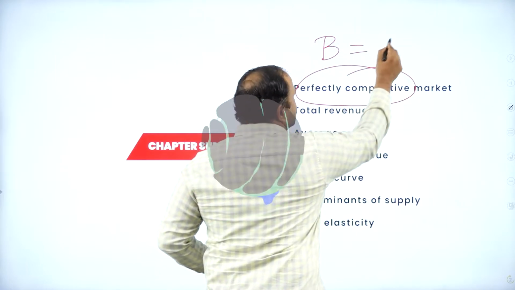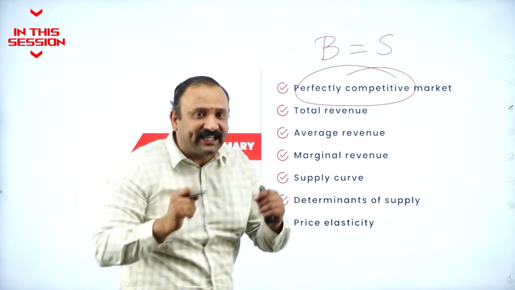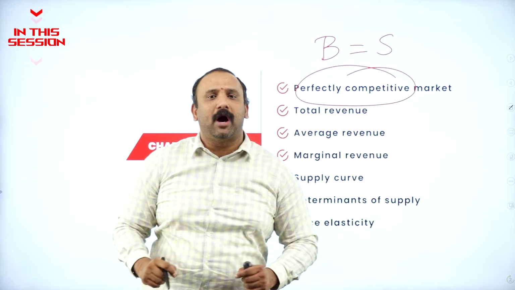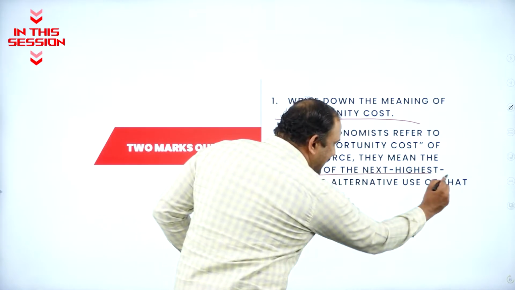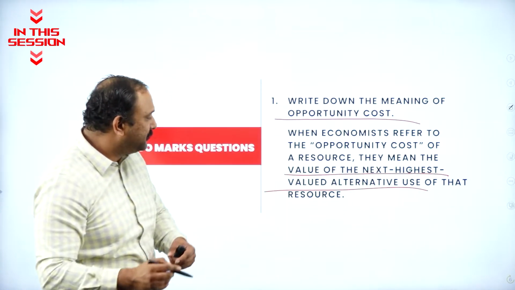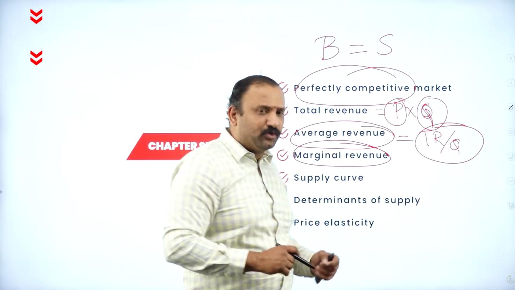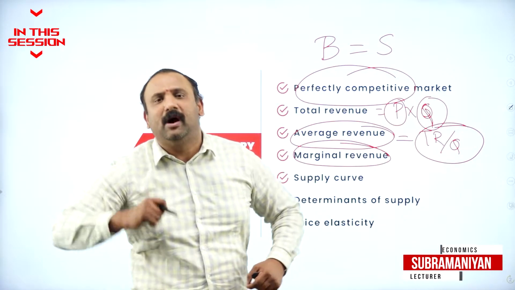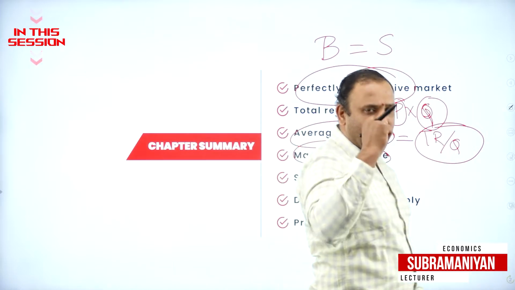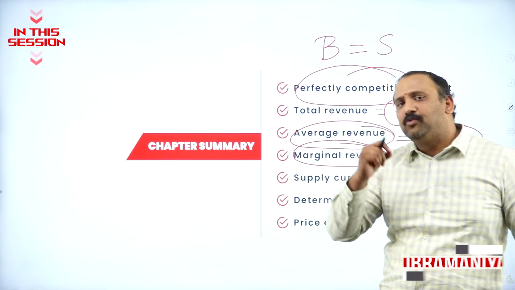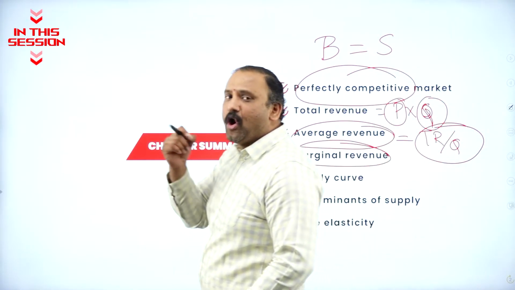Total number of buyers is equal to total number of sellers. That is the condition where you are going to say perfectly competitive market. So they mean the value of the next highest valued alternative. Marginal revenue is all about trying to understand the extra income that you are going to get by selling one additional unit of the product.